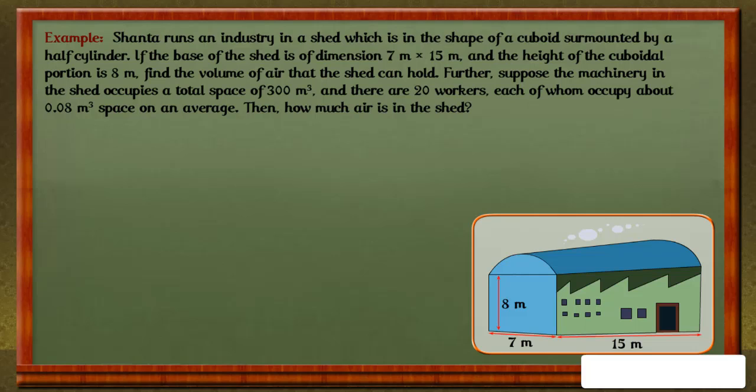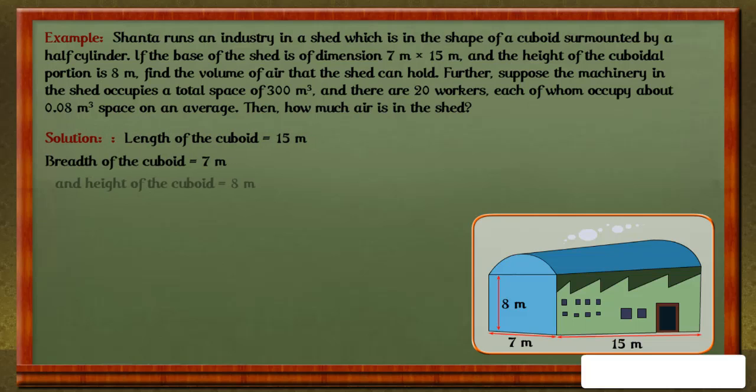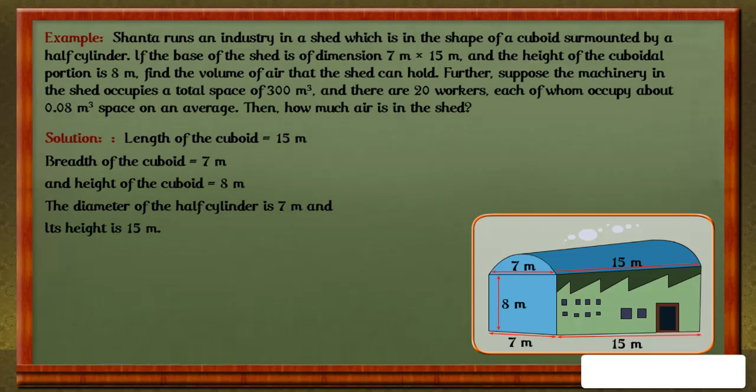Solution: the volume of air inside the shed when there are no people or machinery is given by the volume of air inside the cuboid and inside the half cylinder taken together. Now, the length, breadth and height of the cuboid are 15 meters, 7 meters and 8 meters respectively. Also, the diameter of the half cylinder is 7 meters and its height is 15 meters.